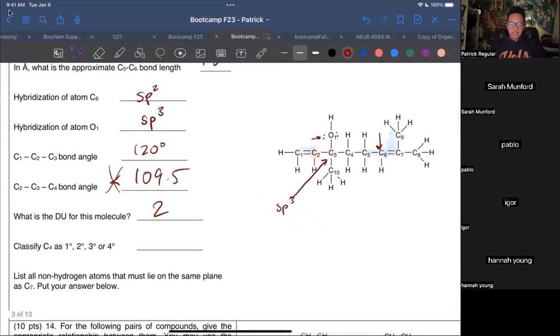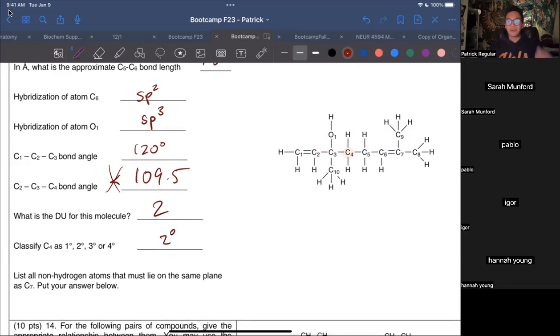2. Classify C4 as primary, secondary, tertiary, quaternary. Let's analyze carbon 4. Primary, secondary, tertiary, quaternary. Hopefully, you guys know that it's secondary after the hell you went through for test number 3. If you don't know that, it's connected to 2 carbons.